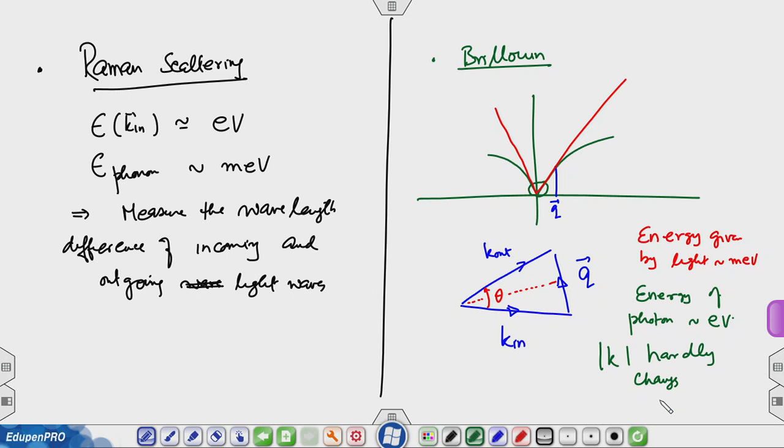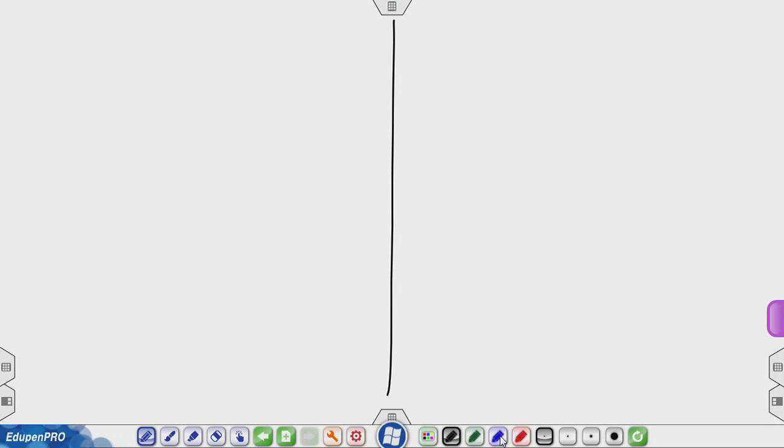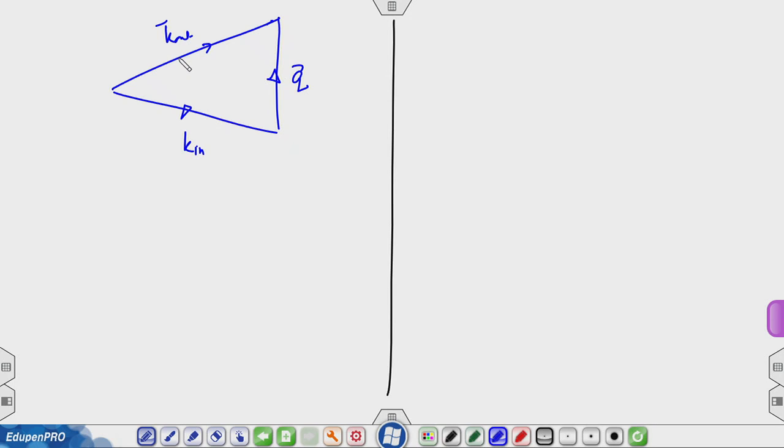So, in Brillouin scattering, what you are actually doing is you bring in a k, you take out a k. This is connected by a q, and this magnitude is almost the same as this. It is like an isosceles triangle, and if the k has changed by theta, this is theta by 2. So, you can see that the q magnitude is going to be given by 2 k light times sin theta by 2.